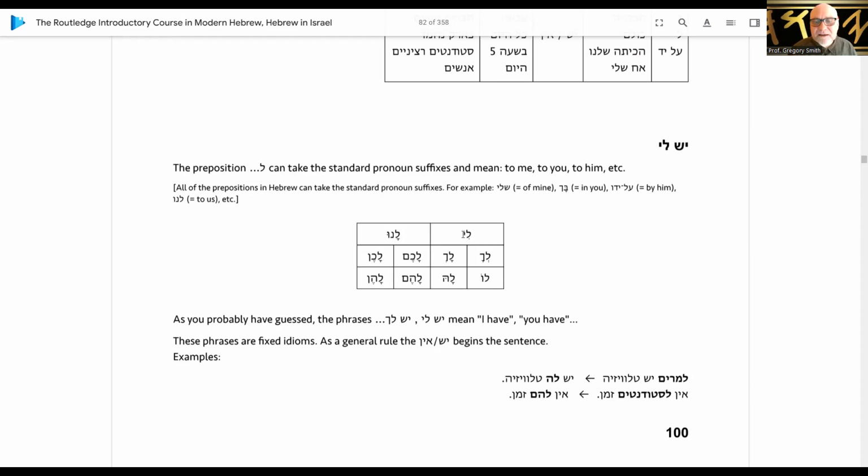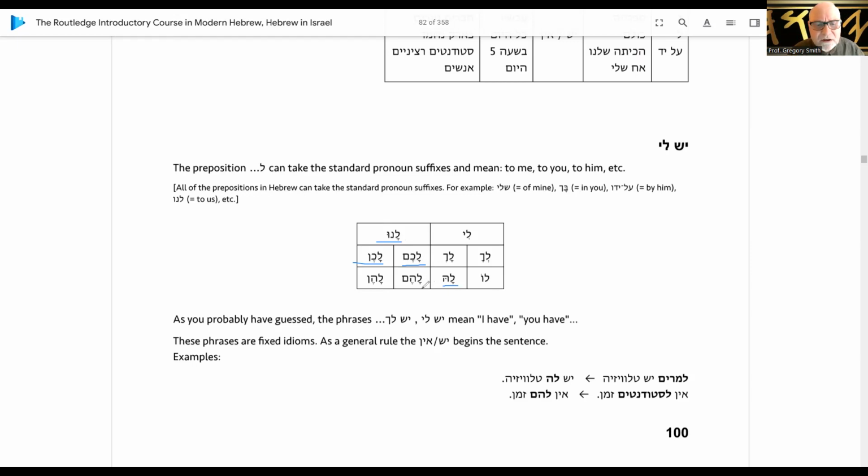So take a look at this. We've got li, that's to me. Lecha would be to you, but that would be masculine to you. Lach would be to you, feminine, and then lo would be to him, and la would be to her. See that, how that is? Okay, and then we have lanu, to us, lachem, to you all, and that would be mixed plural. That would be like men and women, or it could be all just men. But if you had lachen, it would be to you, but it would be all women.